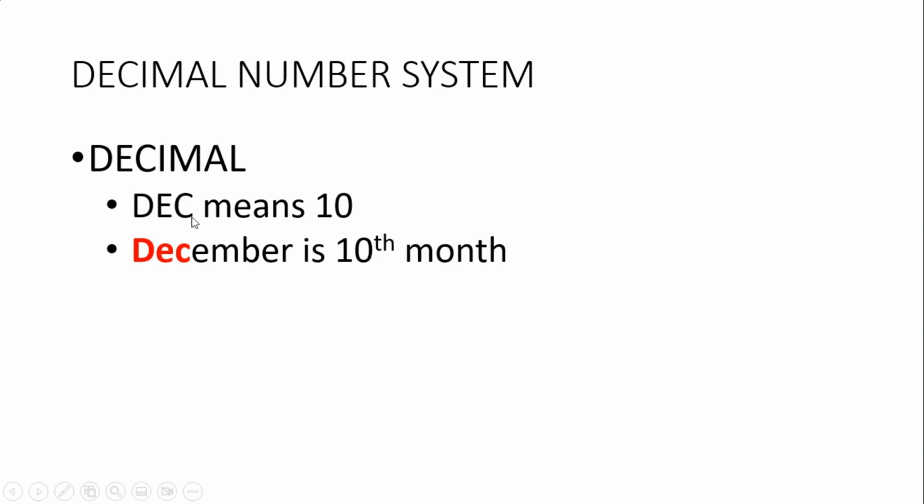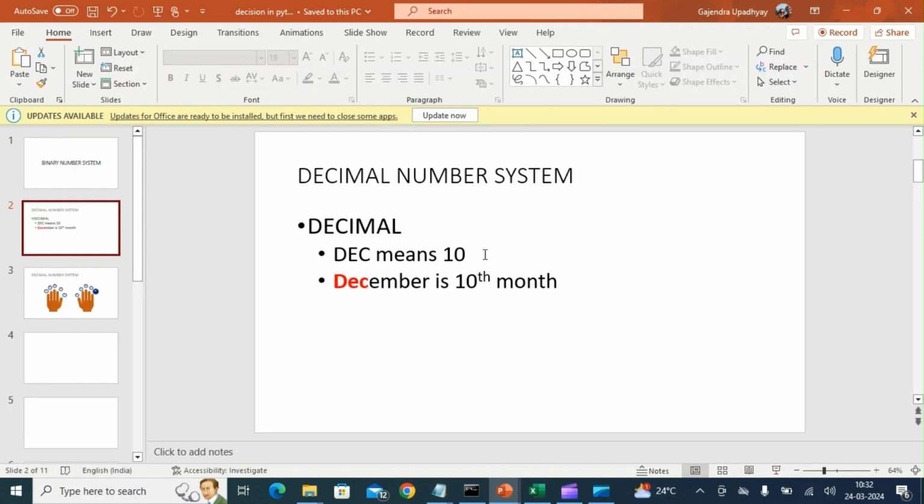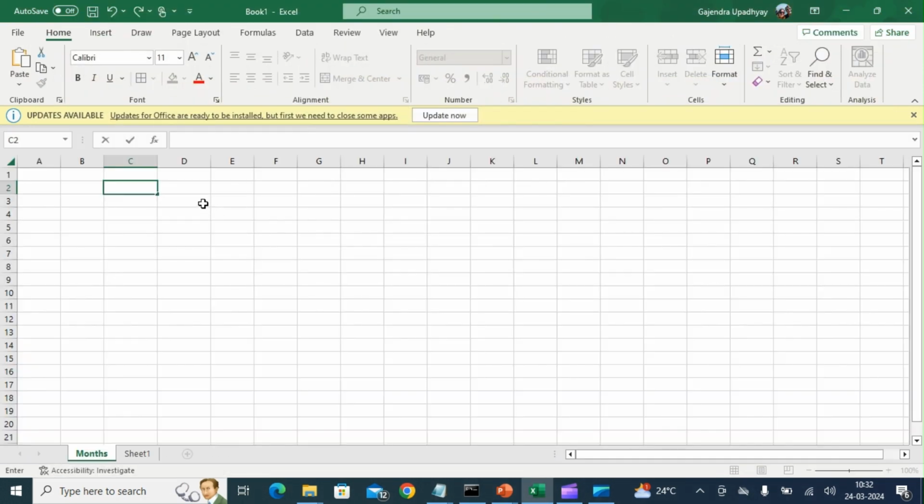Decimal comes from des, which means 10. For example, December is the 10th month. Are you sure? You must be saying, what are you talking about, Bhupin? So let me prove to you how December is the 10th month.